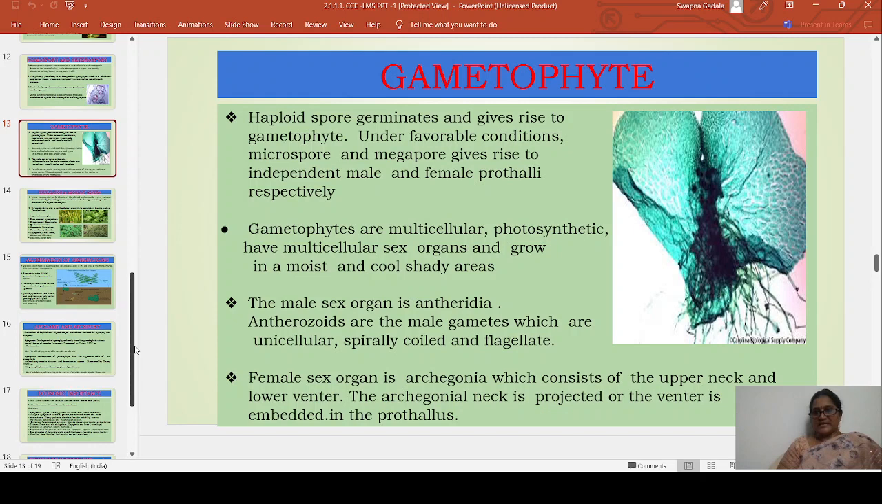The female sex organ is known as the archegonium, and it has two parts. The upper part is known as the neck and the lower part is known as the venter. Generally the neck is projected and can be seen superficially, or sometimes it is embedded in the thallus.